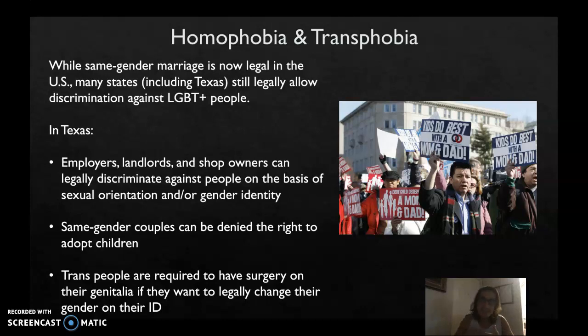But like I said, even though these institutional measures are taking place and changing to help protect the rights of LGBT plus people, they still experience a lot of interpersonal oppression. And in many states, employers and landlords and shop owners still have biases against people, similar to the forms of redlining that we talked about when we talked about racial injustices. Those same oppressive behaviors are acted out towards the LGBT plus community. In many states, same-gender couples can still be denied the right to adopt children, and trans people are required to have surgery on their genitalia if they want to change their gender.